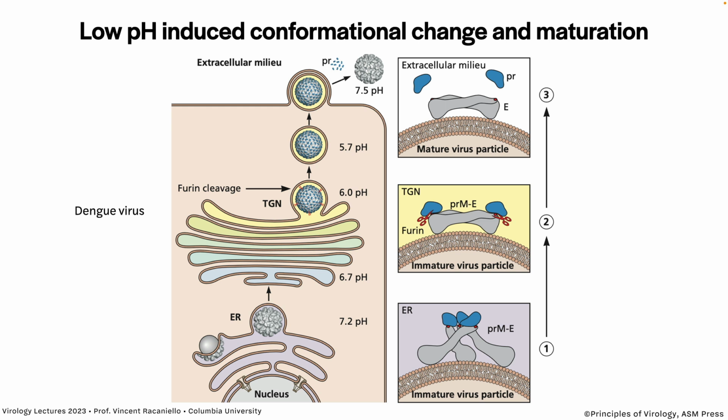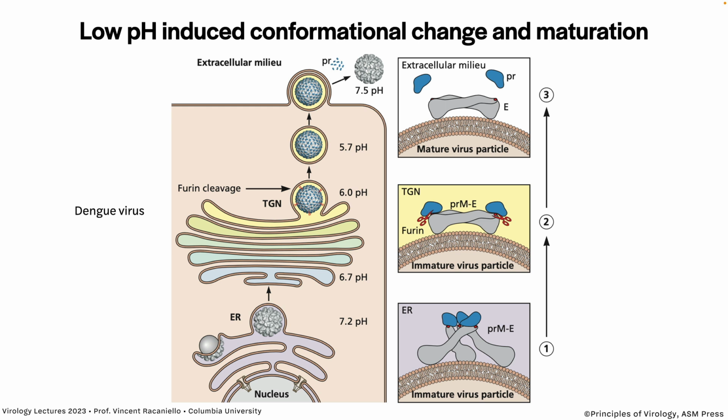As the virus is assembled initially in the ER, these glycoproteins are pointed up, and the fusion proteins are covered with this blue protein that protects the fusion protein so it doesn't fuse in the low pH of the trans-Golgi.